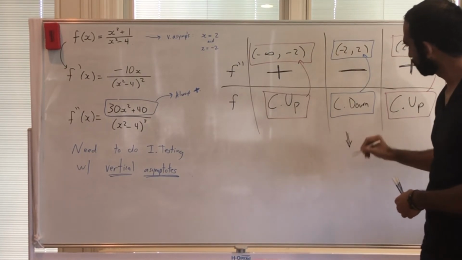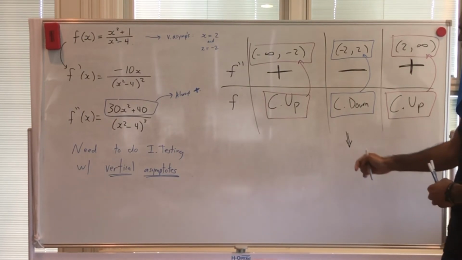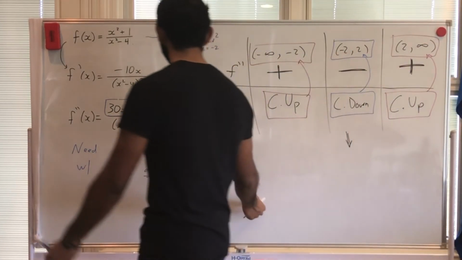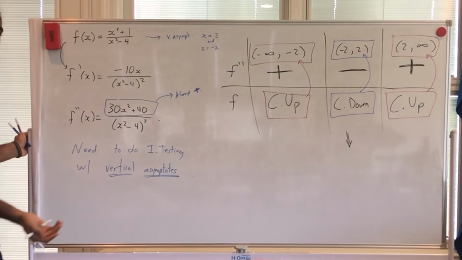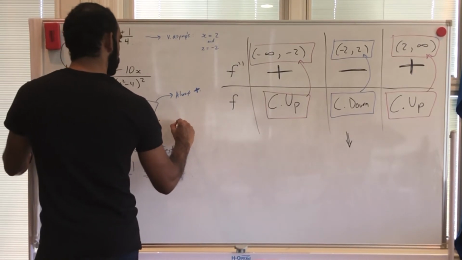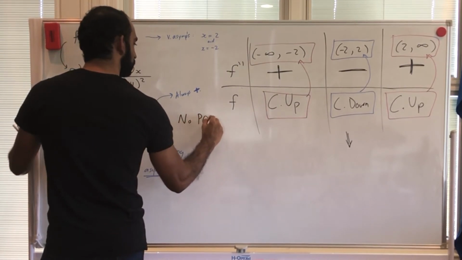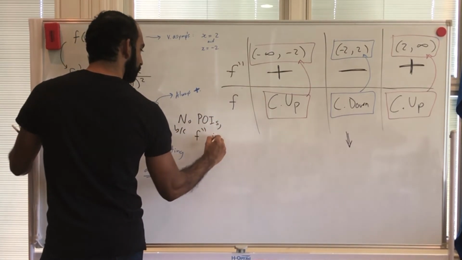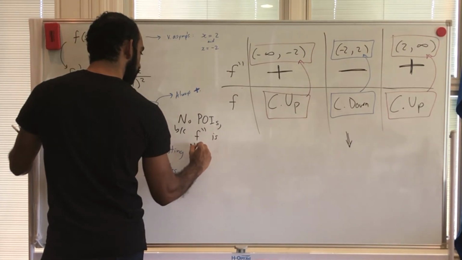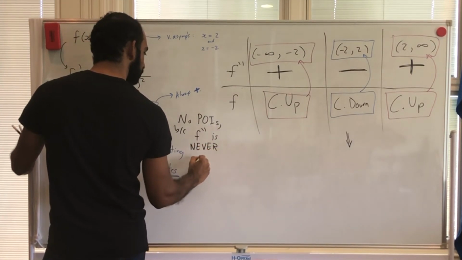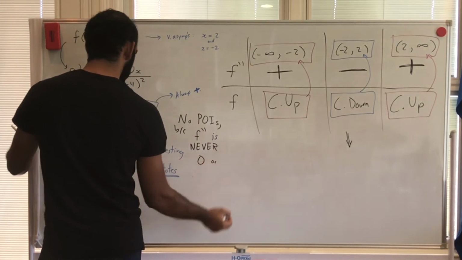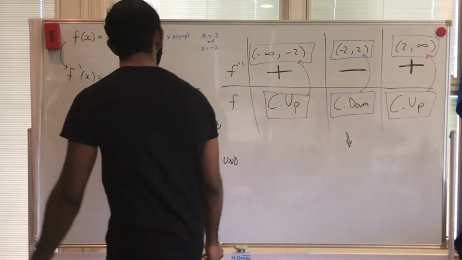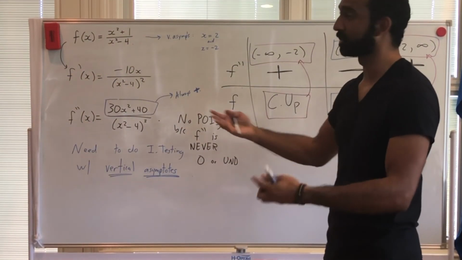Now, are these points of inflection? No. We have no points of inflection. That was something we determined at the very beginning. No POIs, because f double prime is never 0 or undefined. This is all on f's domain.